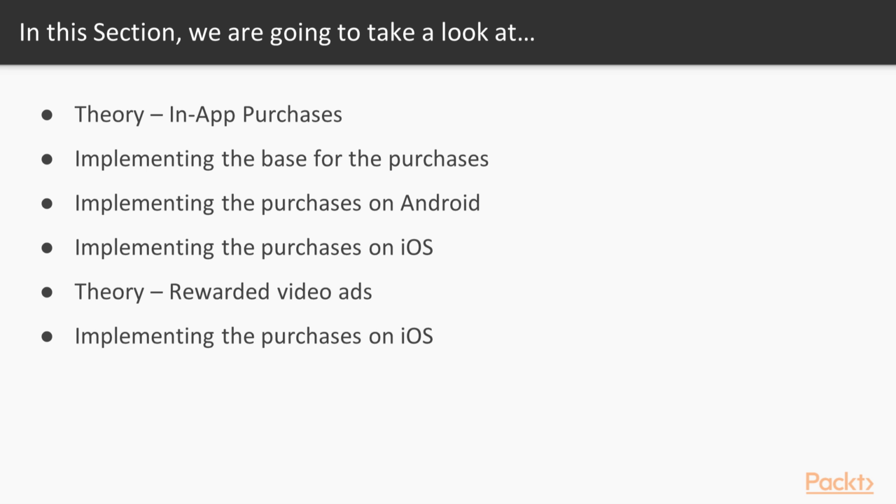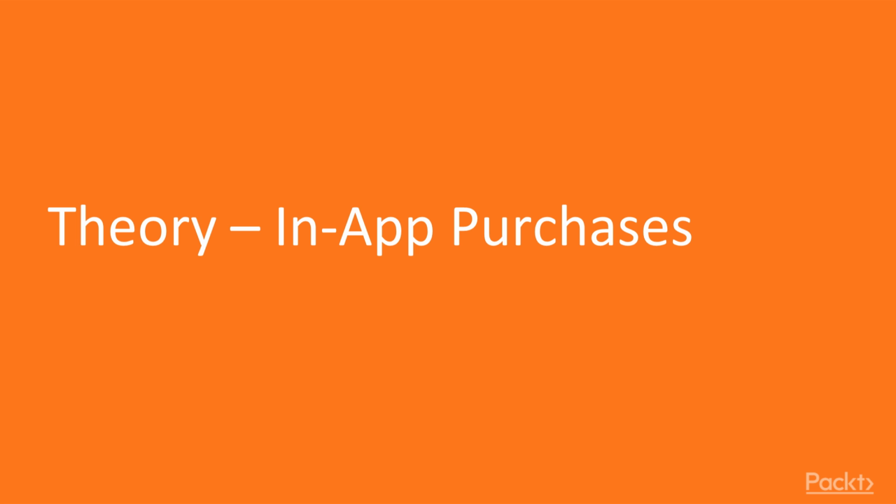Next we will look at implementing the purchases on Android by adding the game to a Google Play account and adding the in-app purchase in there. Then we will be implementing the purchases on iOS by adding the app to an iTunes Connect account and adding the purchase. Finally, we will take a further in-depth look at rewarded video ads and how we would integrate them into our game. This video is titled Theory In-App Purchases.